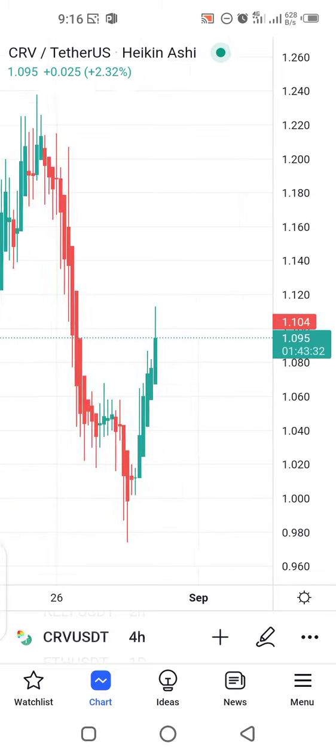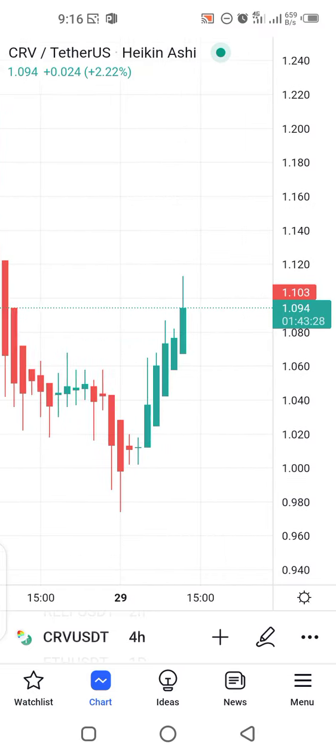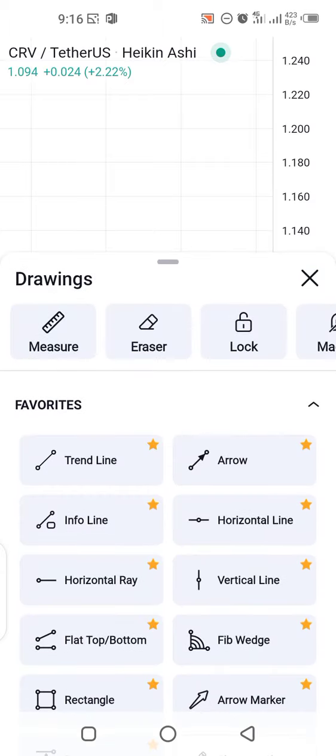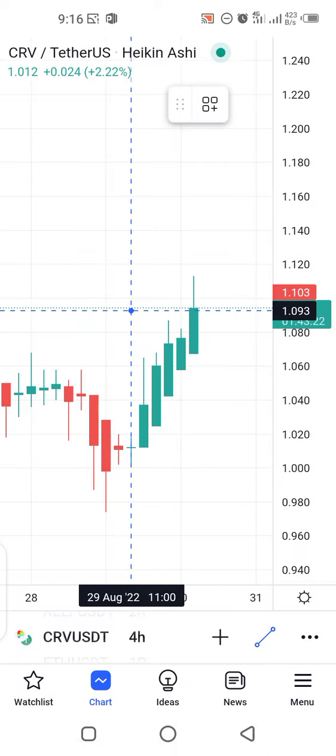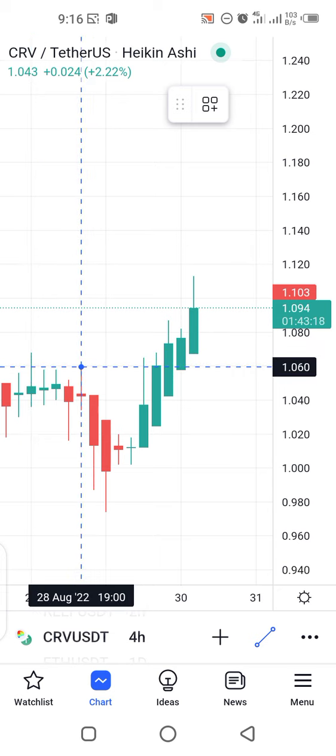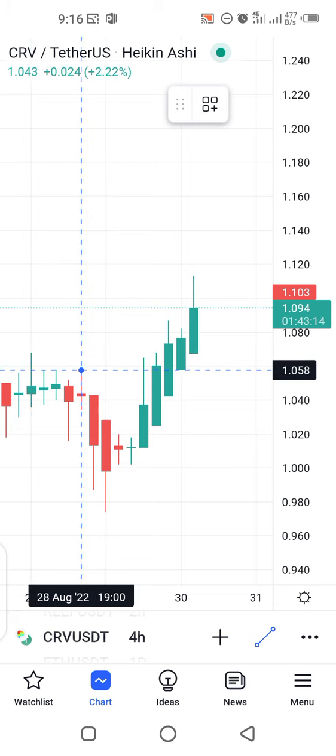I'll take this example. If someone was trading CRV, when is the right time to join CRV? Maybe you saw it from here. You're going to tap on the pencil and tap on a trend line. You pick the highest point. It could be this one, it's up to you, or you could choose this one. It may not be so perfect. Let me choose this one.